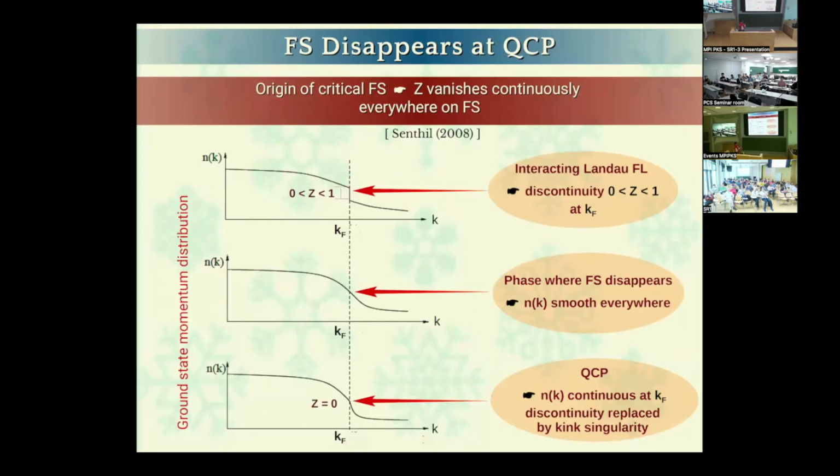But now imagine that the first picture is just changing into the second phase. That means this jump has just closed. So in this case, the n of k function is continuous at kF, but its derivative is discontinuous. That means the discontinuity has been replaced by a kink singularity. So still there is a singularity. So through this singularity, we can still identify the position of the Fermi surface, or we have a well-defined Fermi surface. But since the Z has gone to 0, you no longer have a well-defined Green's function, or you no longer have well-defined quasi-particles.